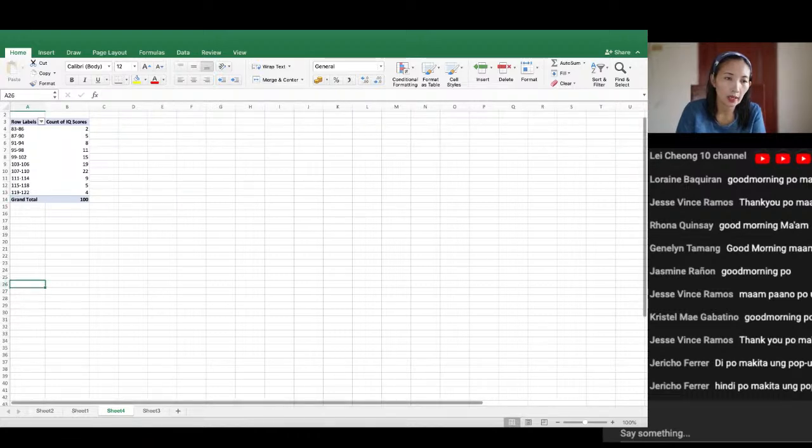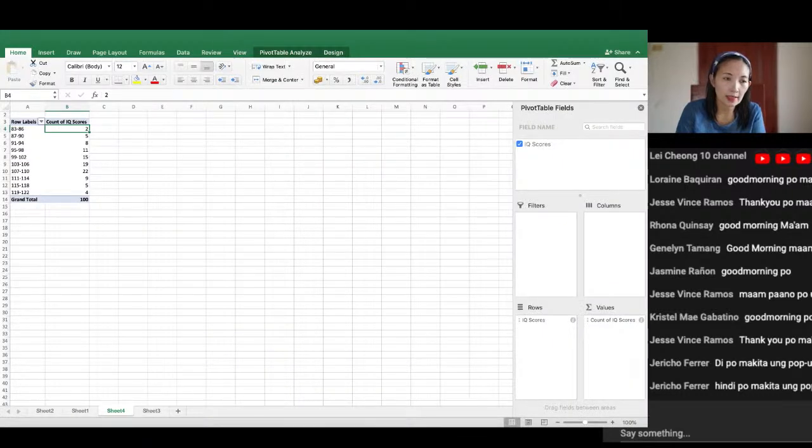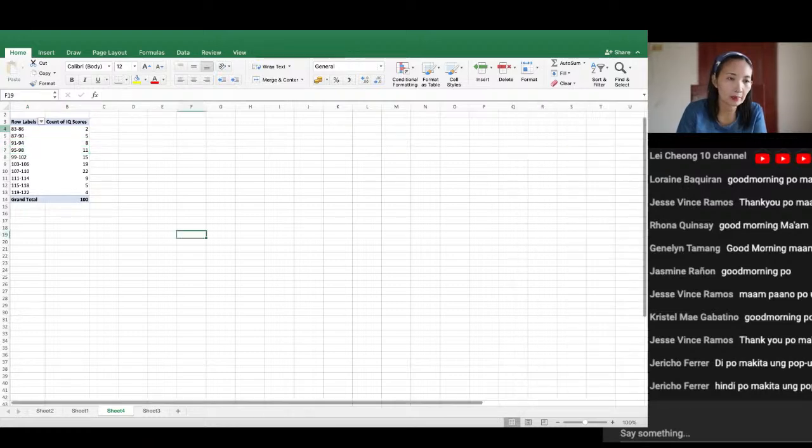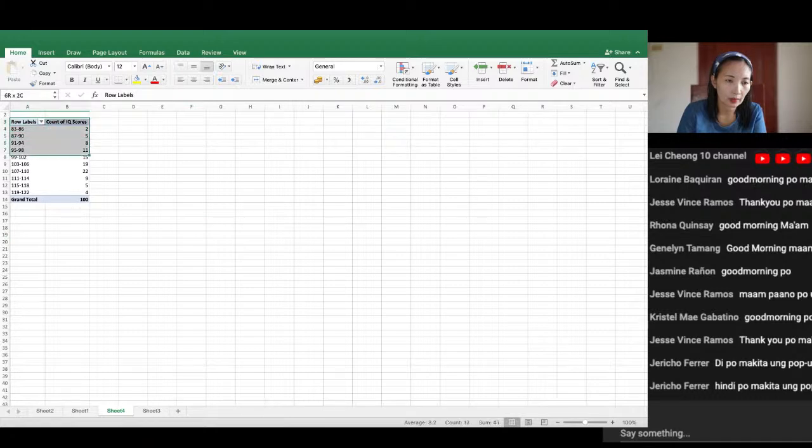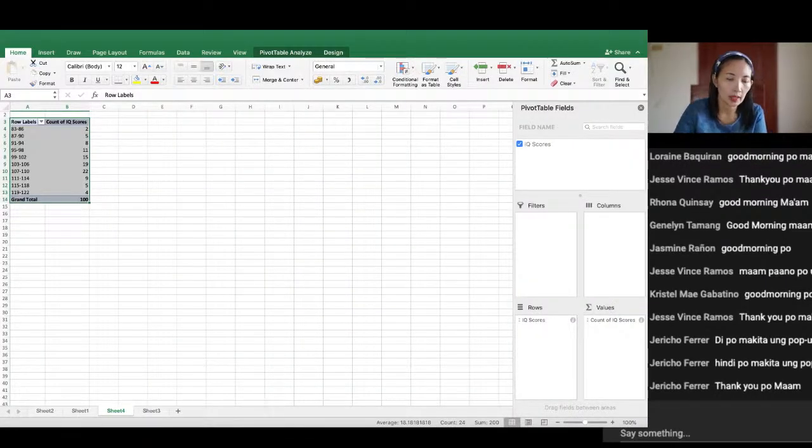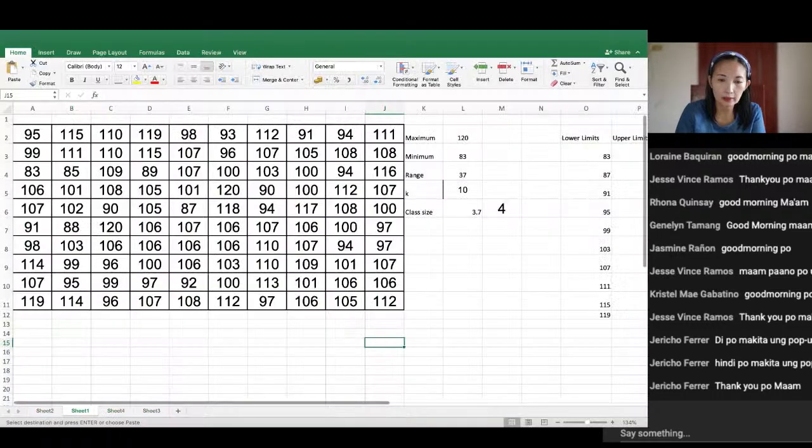And it will automatically display our frequencies and the classes also. So, the classes were already set up, 83 to 86, 87 to 90, 91 to 94, 95 to 98, and so on, and the frequencies. So, let's compare. Let me copy. Okay, Control C. And then compare it to our previous answer.